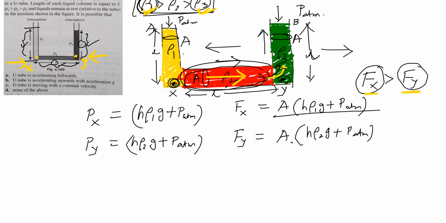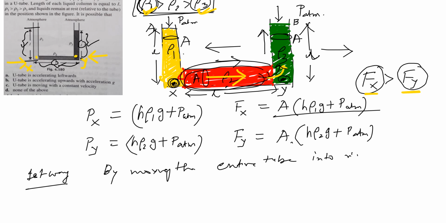One way, the first way, by which you can maintain the equilibrium of these three liquids inside this U tube is by moving the entire tube into the right hand direction. So if you take it to the right hand side, then only is it possible. Then only can you get such a situation that the liquid will be in still motion. That is one thing.